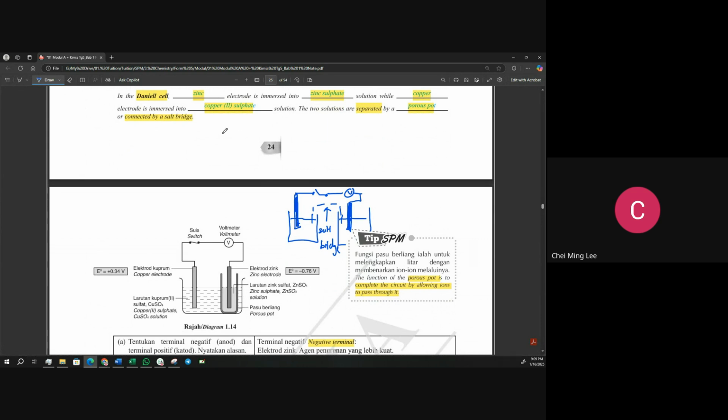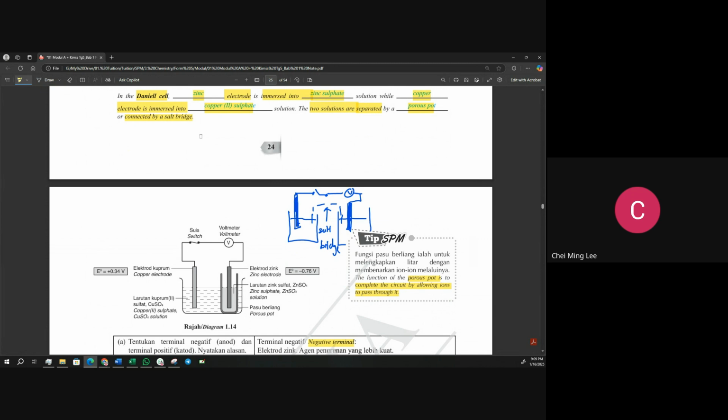Now, in the Daniell cell, a zinc electrode is immersed into zinc sulfate solution, while a copper electrode is immersed into copper(II) sulfate solution. Then the two solutions are separated by a porous pot, or connected by a salt bridge. A porous pot is a pot with lots of holes, but the holes are very small, so that ions can go in and out.